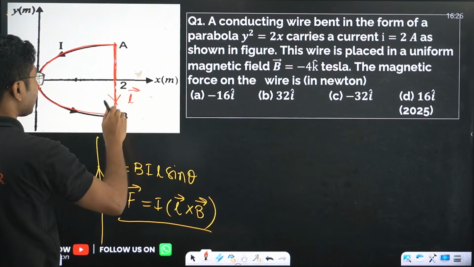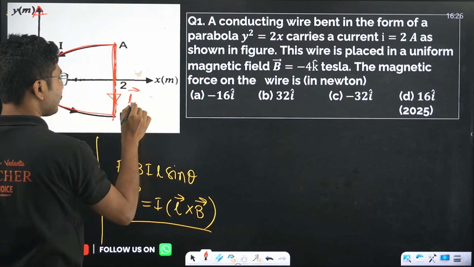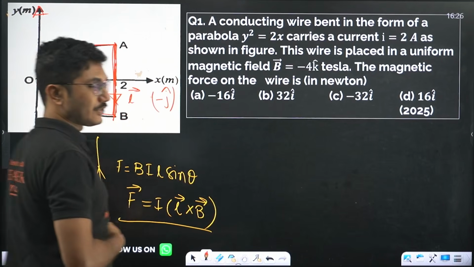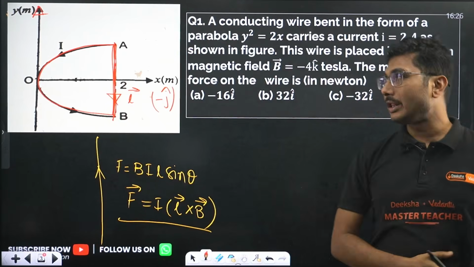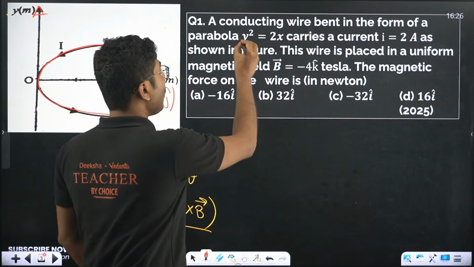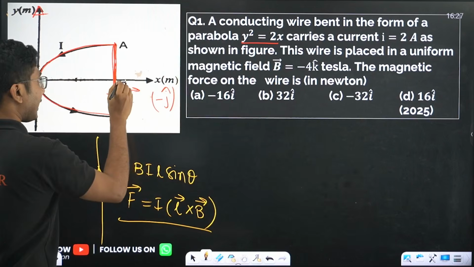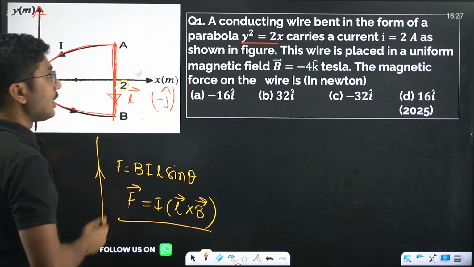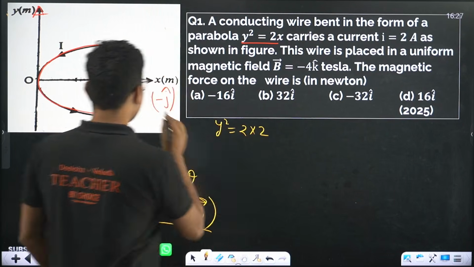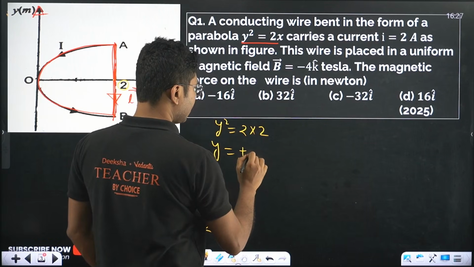So what is this direction? This is positive y direction, so this must be negative y direction, so the vector must be in the minus j cap direction. Now you have to find the magnitude of the L vector. When the equation y square is equal to 2x is given, and the x coordinate is also given in the diagram, let's put that over here. So y square equals 2 into 2 for this line. So y equals plus or minus 2.